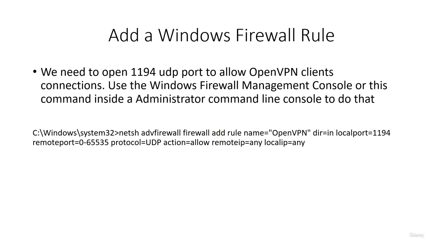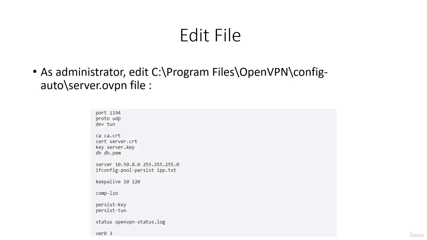After running this command, it will open up the server.ovpn file. We need to edit the OpenVPN file similarly to this. Make sure you change all of those into this, then save this OpenVPN config file and restart our OpenVPN service.